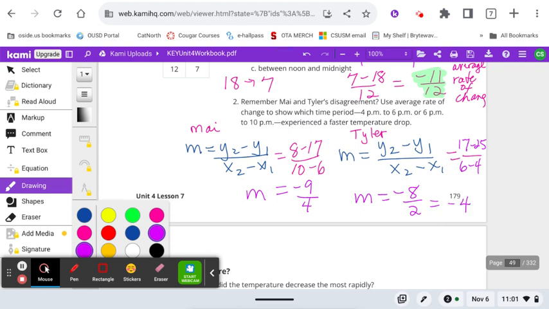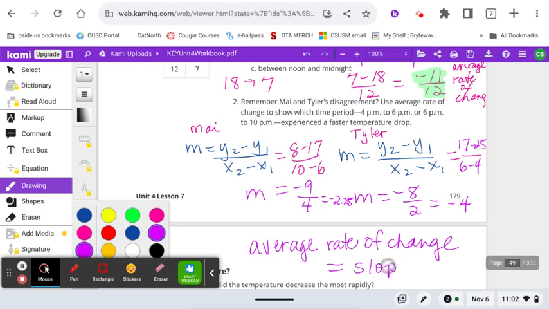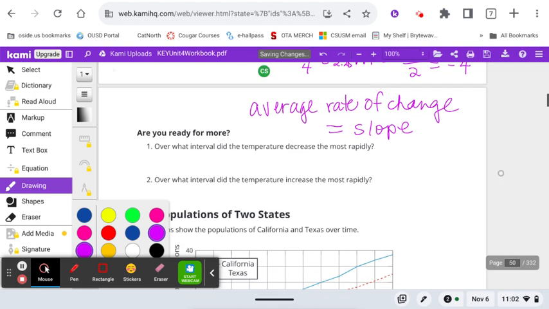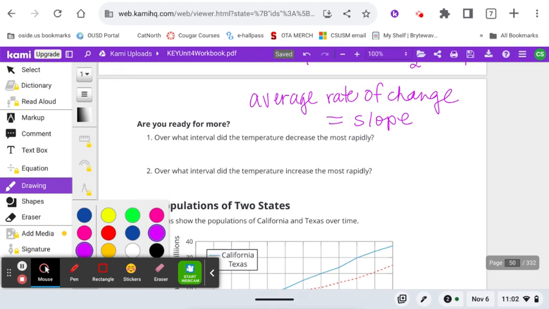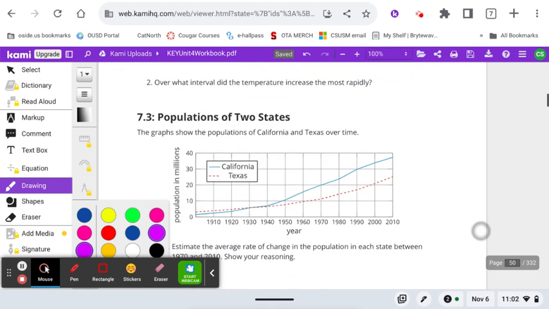So notice that, I think we got negative 2.25 when we divided this. Notice we got negative slopes. This is known as the average rate of change. And we're supposed to link this to the slope formula that we were using in middle school. Feel free, if you're ready for more, to do these two questions.